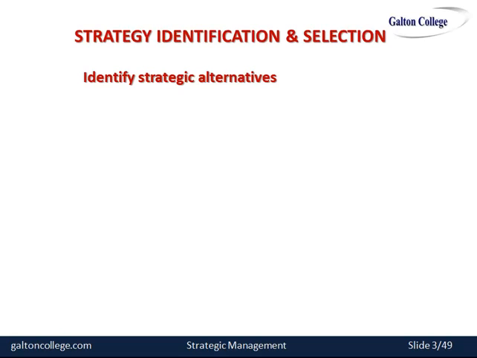Well, first of all, identify strategic alternatives. It should be obvious that the organization, the company, needs to identify various alternatives and then select from amongst them, select the most appropriate strategy from what's been identified as possible strategies that could be pursued.